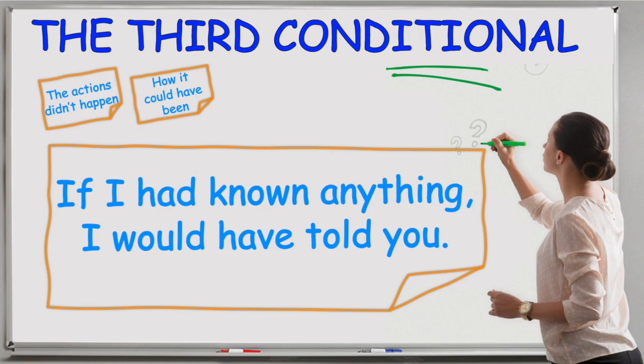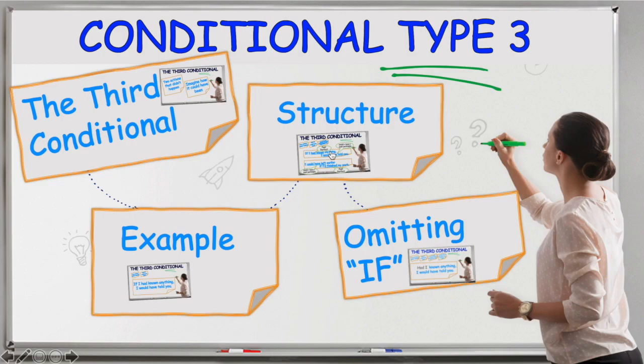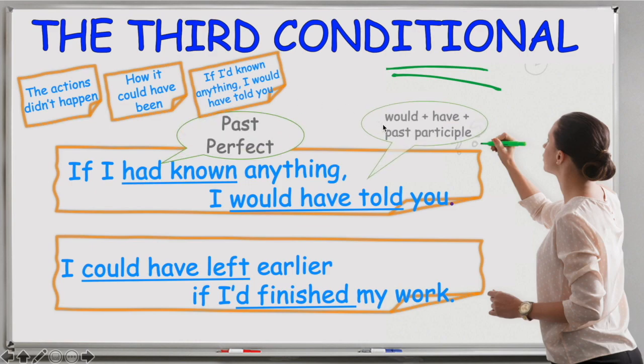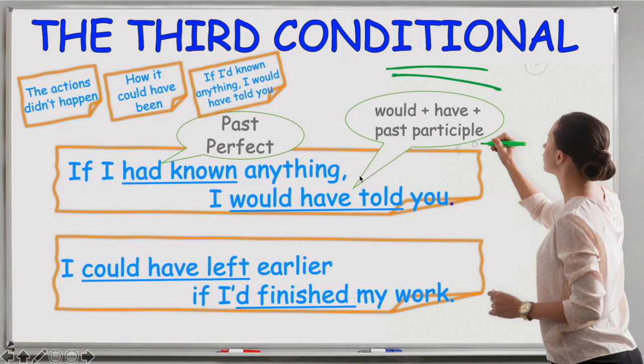What we mean is that we had no idea, we didn't know anything, because otherwise we would definitely have said something. So these actions did not happen, but we wish we could have been able to inform our friend. About the structure, after if you need the past perfect, and in the main clause it's would plus have plus past participle. Told in this case is the past participle, the third form of the verb.